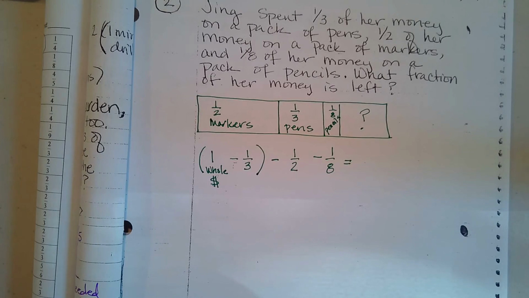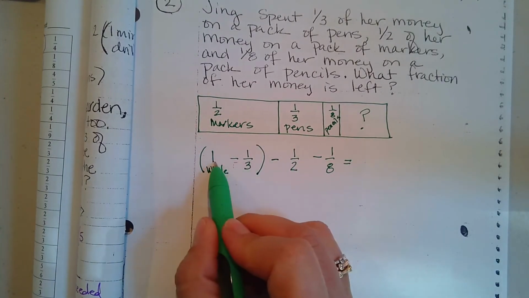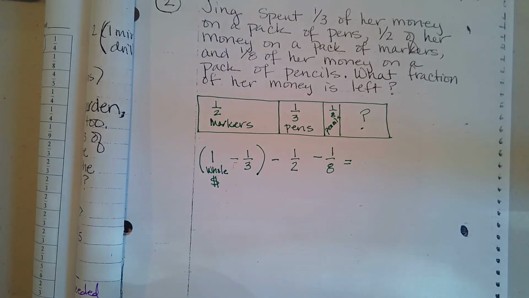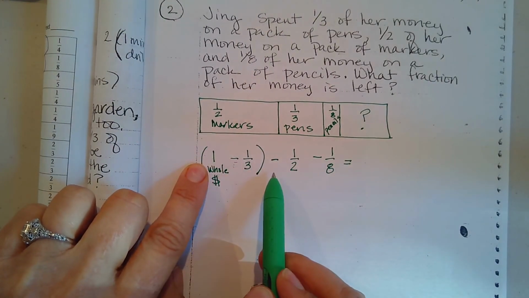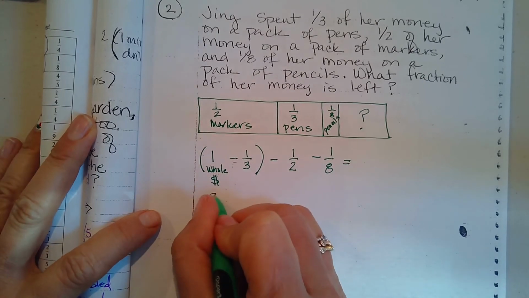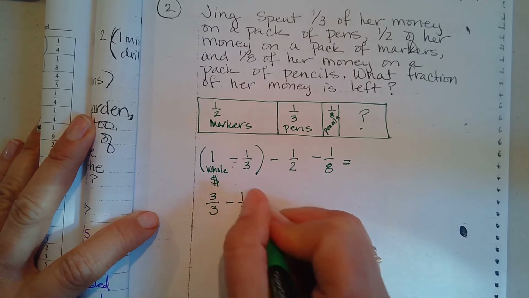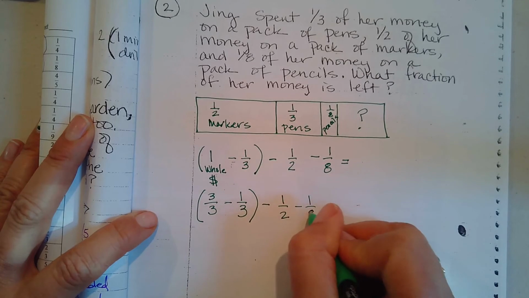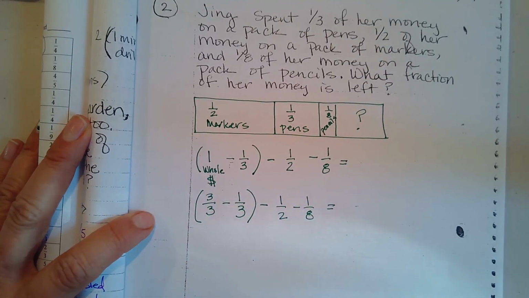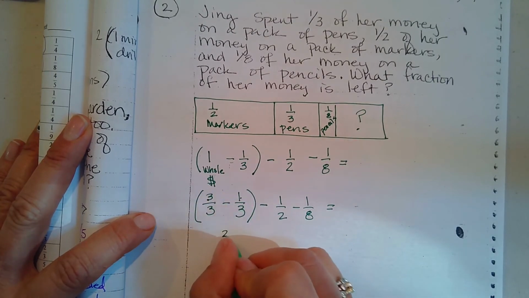So what do we know? Can we subtract these two numbers just the way they are? No, we can't. You're right. We have to change this 1 whole into a like unit, right? So we're going to change this to 3/3, subtract 1/3, subtract 1/2, subtract 1/8. All right, well, let's keep going. So 3 subtract 1 is 2/3.